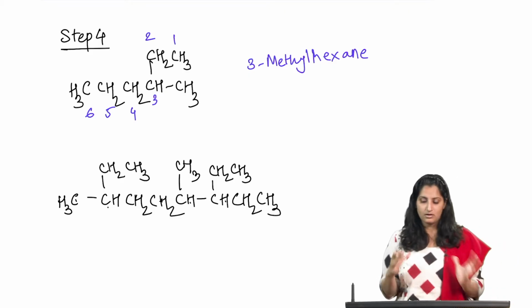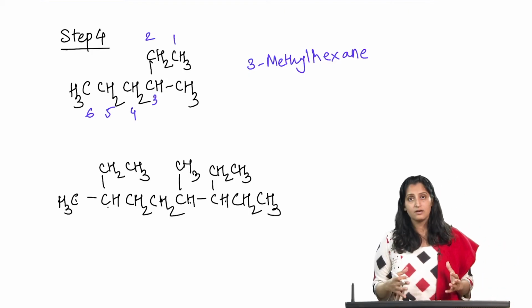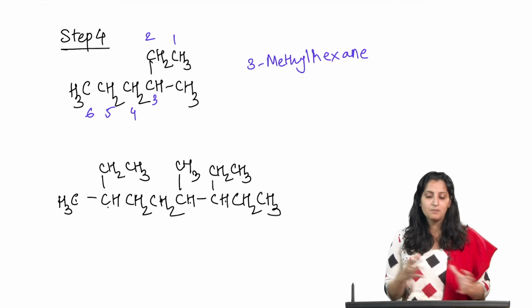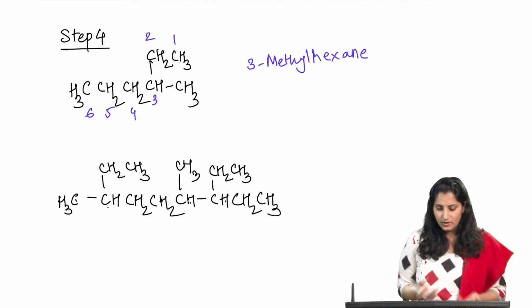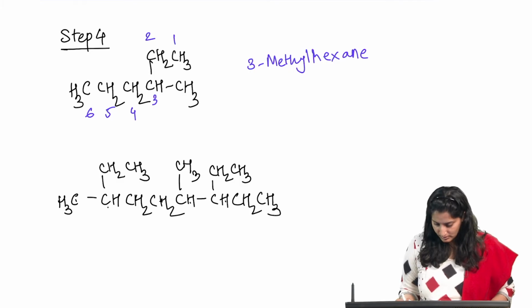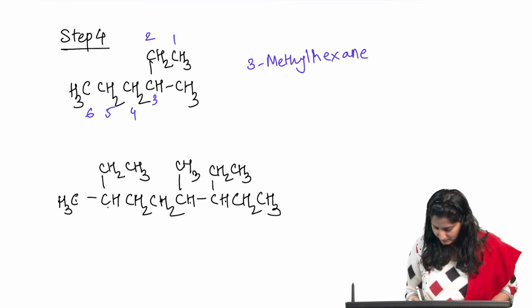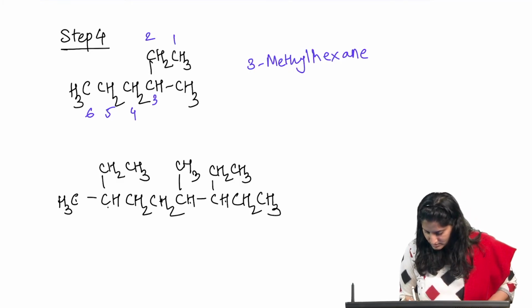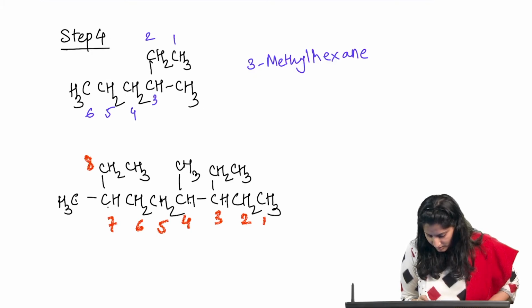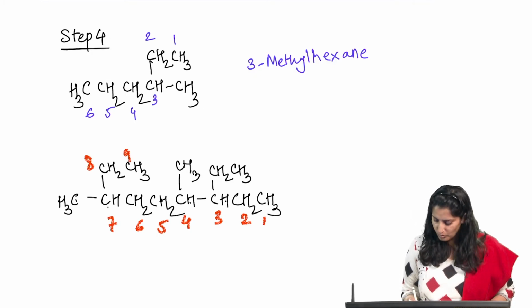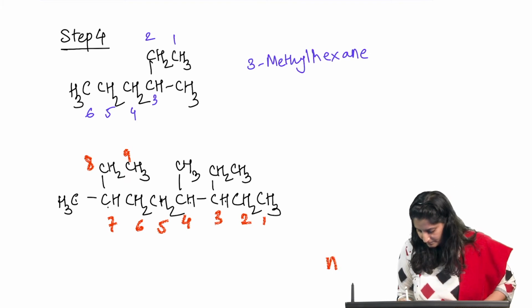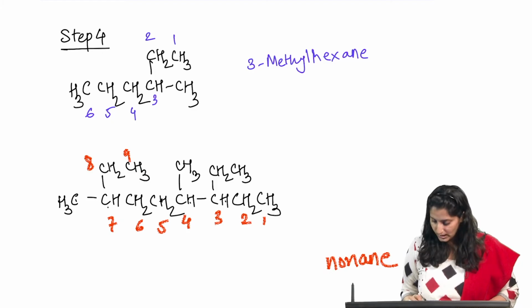Okay. So, the continuous name of this particular alkane is 3-methyl hexane. Now, let us try naming this one. I can name it as 1, 2, 3, 4, 5, 6, 7, 8 and 9. So, it is a nonane derivative. Okay, so, I write that down as nonane.